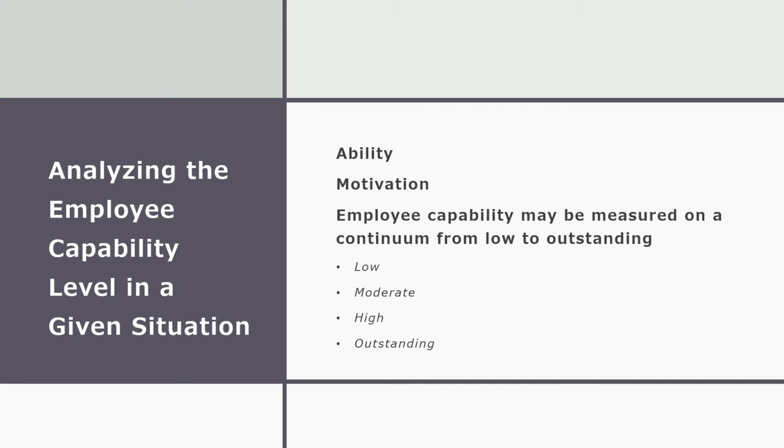There are 2 distinct aspects of employee capability. Notice that to determine capability level, we are combining the first 2 dimensions of the performance formula discussed in Chapter 11. Performance equals ability times motivation times resources. So ability: do employees have the knowledge, experience, education, skills, and training to do a particular task without direction?